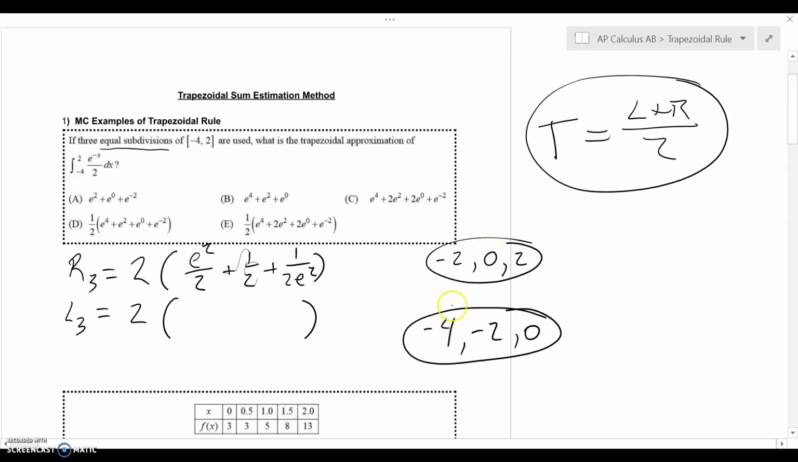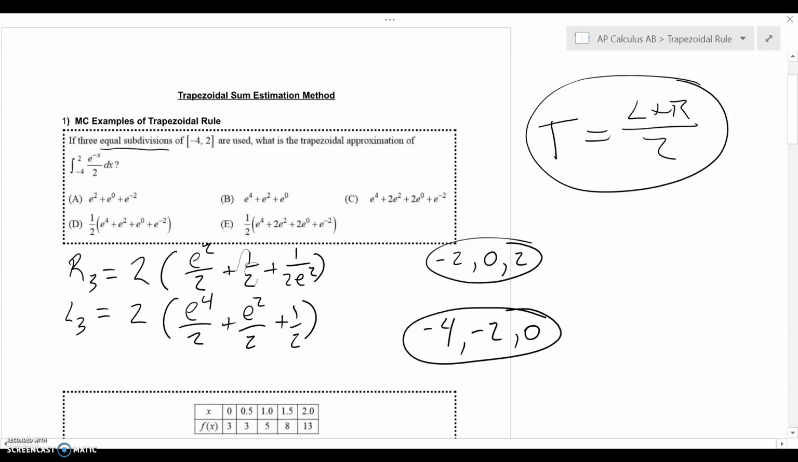I'm going to do the same thing with -4, -2, and 0. When I put the -4 in, I get e to the 4th over 2. And I've already got the other 2 in there. So that's e squared over 2. I already plugged -2 in, and that's a 1/2. And then I'm going to add these 2 things together and divide by 2.